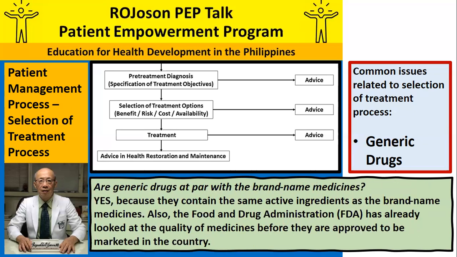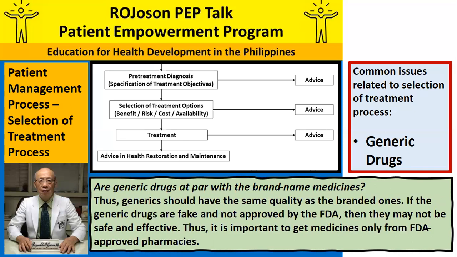Are generic drugs at par with the brand name medicines? Yes, because they contain the same active ingredients as the brand name medicines. Also, the Food and Drug Administration has already looked at the quality of the medicine before they are approved to be marketed in the country. Thus, generics should have the same quality as the branded ones. If the generic drugs are fake and not approved by FDA, then they may not be safe and effective. Thus, it is important to get medicine only from FDA-approved pharmacies.